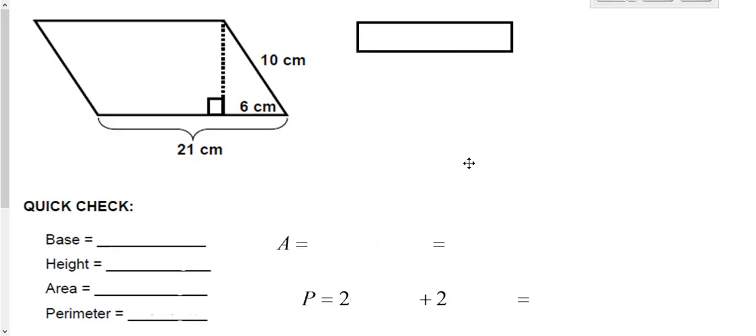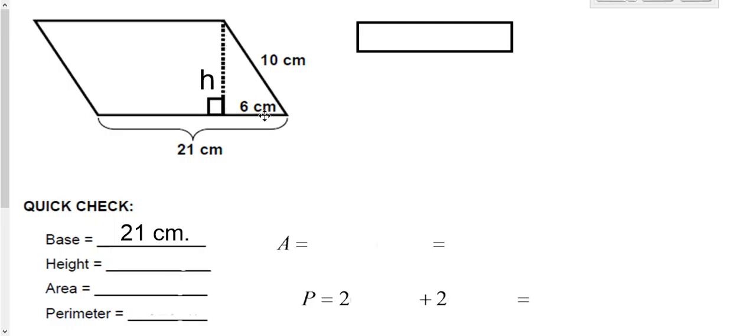Your quick check here. Now the height is back inside here, but like you see, we don't know it. Well, let's write down the base. We have 21 centimeters here for the base. We're going to have to figure out that height again. We know this side is 6 centimeters and this one is 10, so we're going to figure out this height using Pythagorean's theorem again. Good practice.